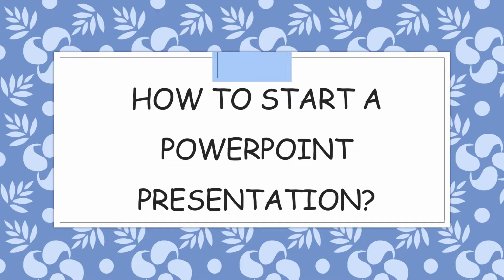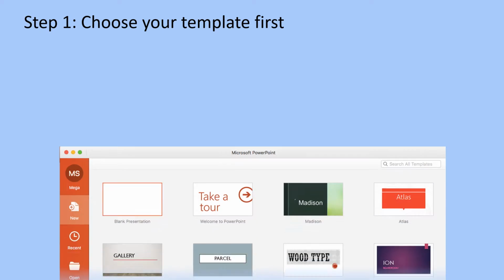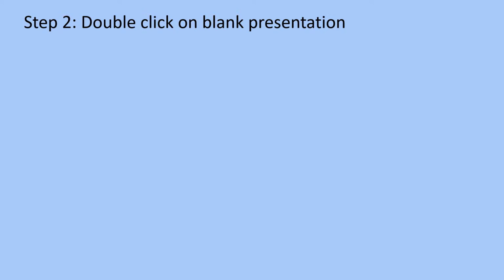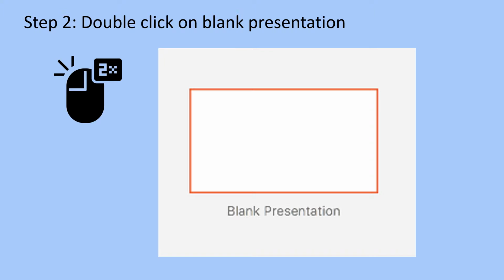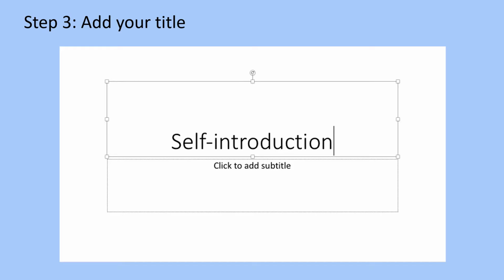So, how to start a PowerPoint presentation? Step 1. Choose your template first. There are many different kinds of templates. Choose however you like, or choose the type of template that you need in your presentation. And then, double-click on the blank presentation. Step 3. Add your title. Type your title in the box given.